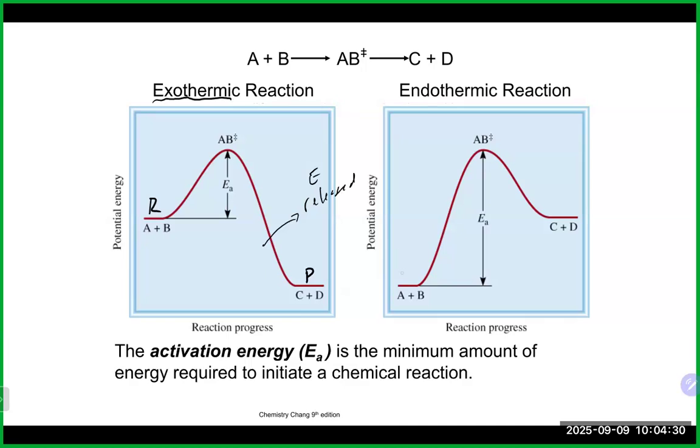Opposite here on the right-hand side, our reactants are actually lower in energy than our products. And again, in order for our reactants to get up to products, energy has to be absorbed in this case. And that is an endothermic process that's occurring.